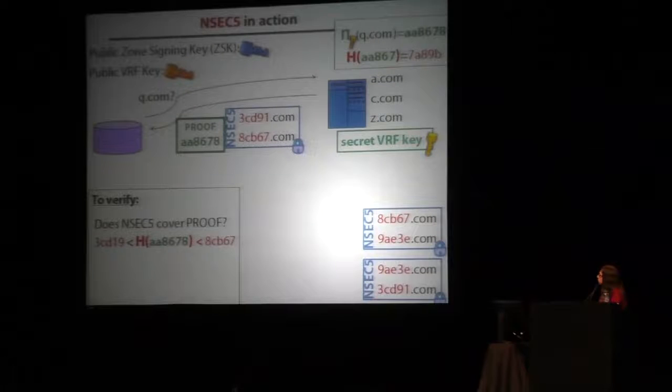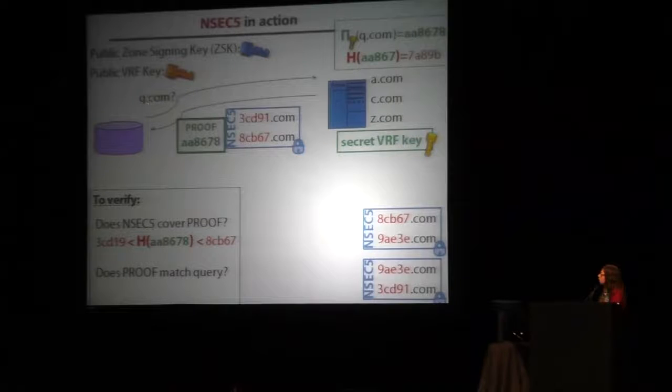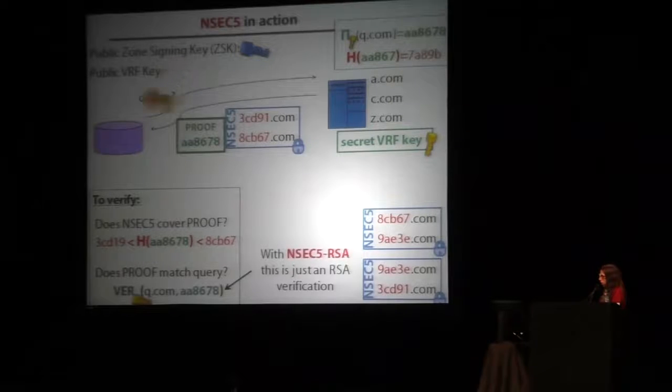The first thing we do is check that the NSEC5 record covers the proof: we hash this value and check that it falls between these two values. The next thing we do is check that the proof and the query actually match. In the RSA version, the proof is just an RSA signature on q.com, so this amounts to an RSA verification.